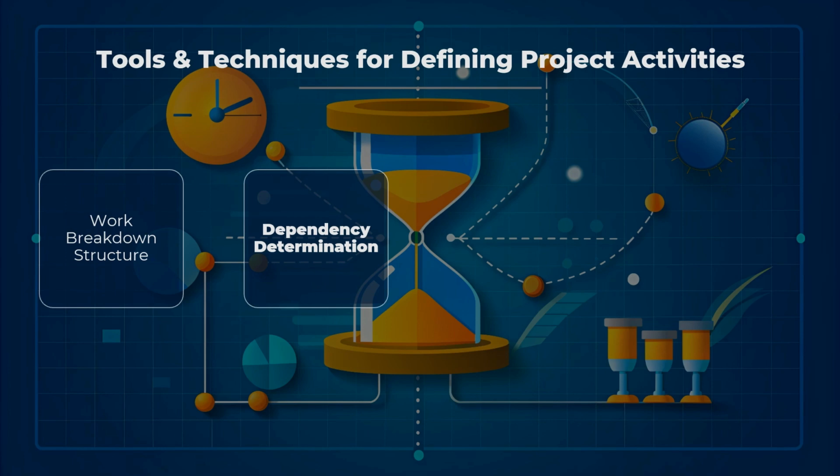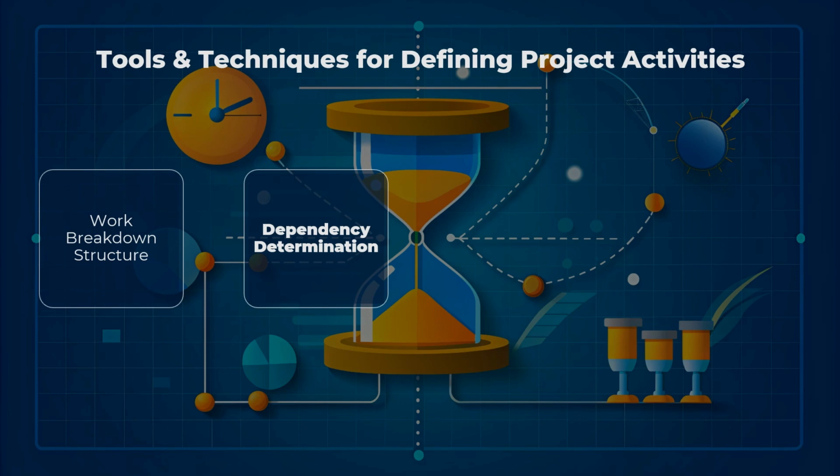This involves identifying the logical relationships between activities to determine their sequence. Types of dependencies: finish to start: the successor activity cannot start until the predecessor has finished. Start to start: the successor activity cannot start until the predecessor has started. Finish to finish: the successor activity cannot finish until the predecessor has finished. Start to finish: the successor activity cannot finish until the predecessor has started.